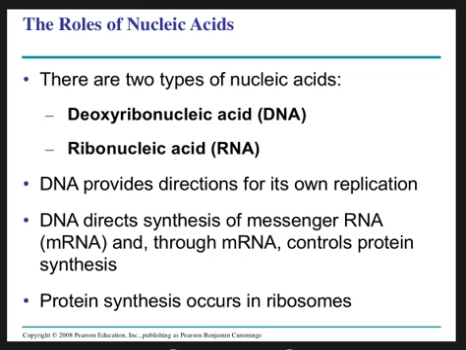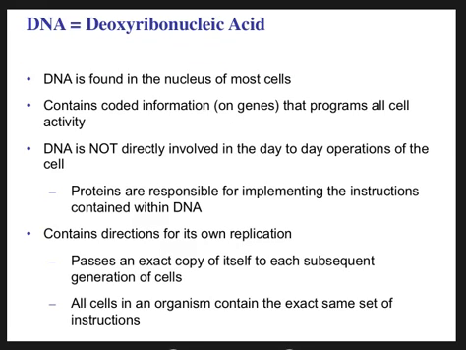DNA is going to be a recipe. It's going to provide its own directions to replicate itself, and then it's also going to direct the synthesis of RNA. So DNA is going to direct the synthesis of messenger RNA, and through messenger RNA it's going to control protein synthesis. Protein synthesis is going to happen outside of the nucleus in the ribosomes, but that's a later discussion for us. So we're going to talk about DNA, and eventually we'll look at RNA as well.